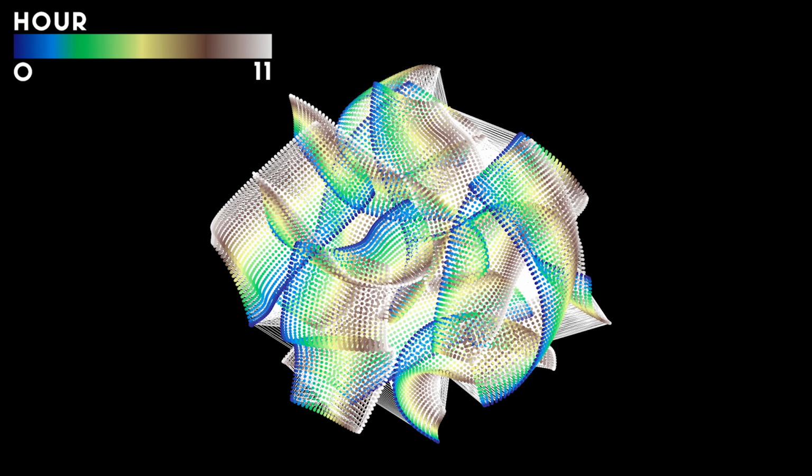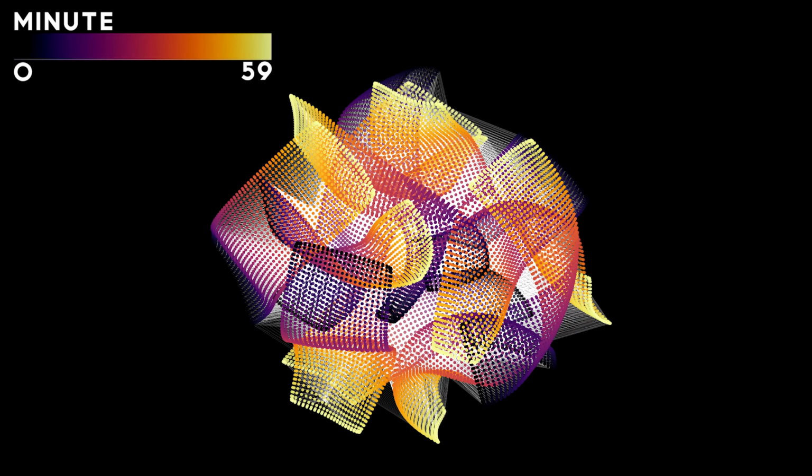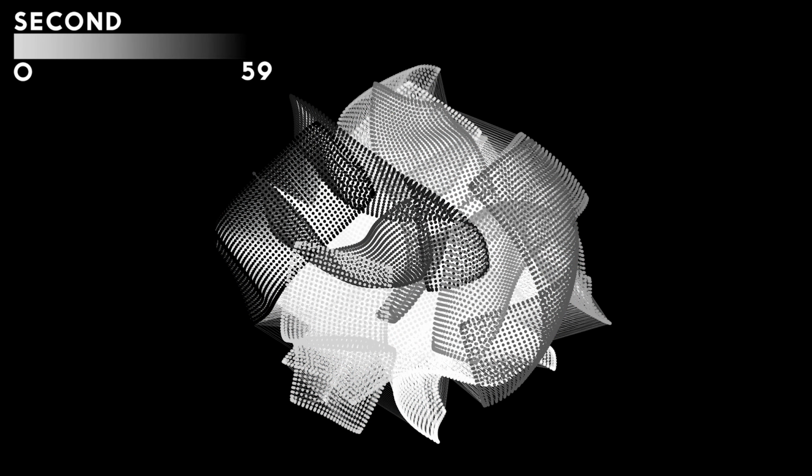What happened was a little bit surprising and it confused me at first, because you're still getting these sheets, but when you colorize by hour, these are not 1-hour sheets. And this is what happens when you colorize by minute. And surprisingly, when you colorize by second, we find that each of these sheets represents 1 second of time.